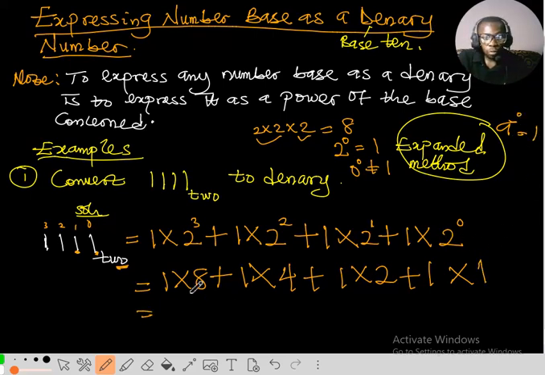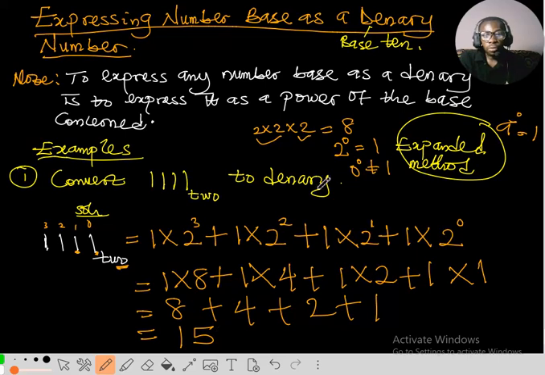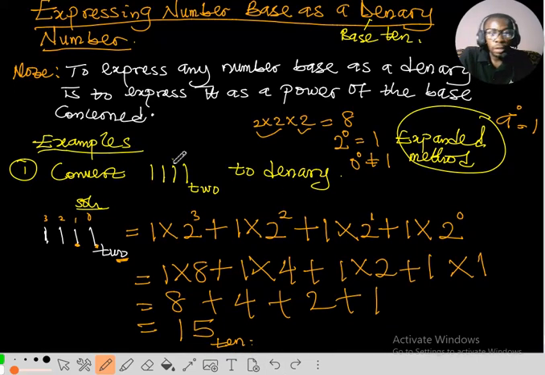So join this together. 1 times 8 gives 8, plus 1 times 4 gives 4, 1 times 2 gives 2, 1 times 1 gives 1. Add them together: 8 plus 4 is 12, 12 plus 2 is 14, plus 1 is 15. That means this is now 15 base 10, since denary means base 10. So you have converted 1111 base 2 to denary, which is base 10, through what we call the expanded method. Alright, proceed to the next example.